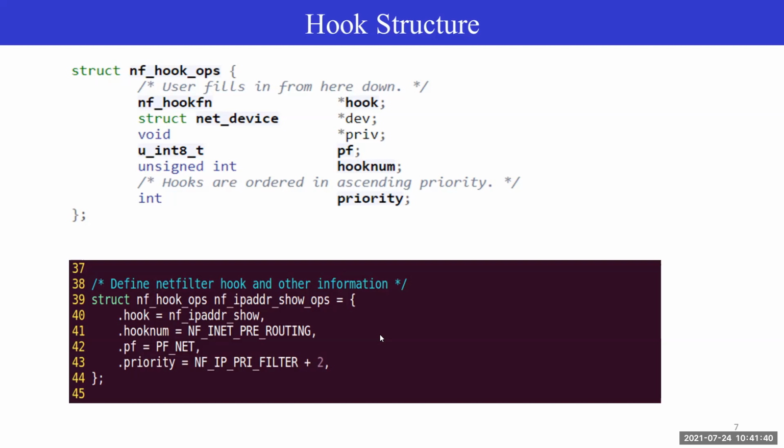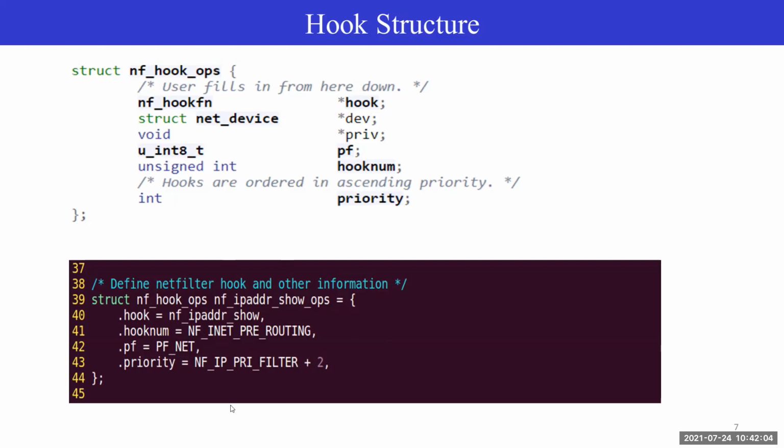And the last one is the priority. So priority is based on the ascending order. So the highest priority will be called first and the lowest priority will be called last. Based on that, the internal data structure maintains the list of callback routines in the ascending order. And definitely the first is the callback routine.